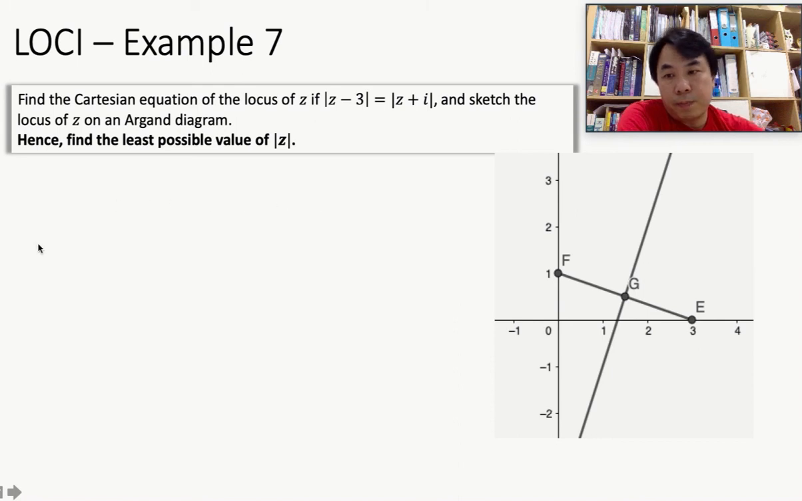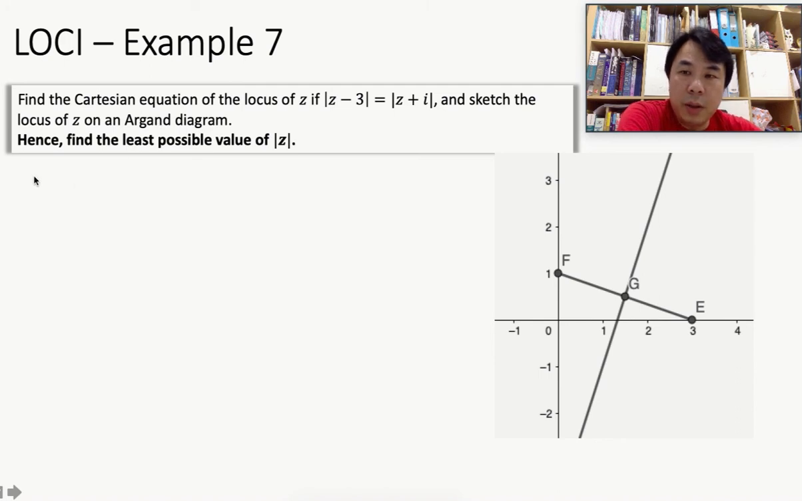Now, to find the equation for this perpendicular bisector is quite easy, other than using the method that I've shown to you. So here I'm going to show you another approach to obtain the perpendicular bisector by using a coordinate geometry approach.